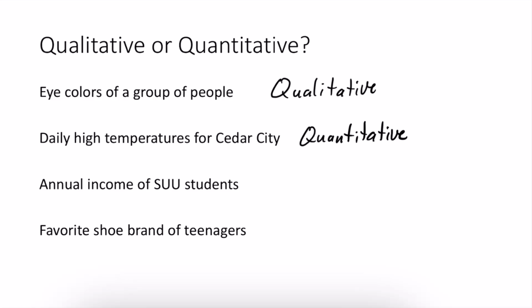Same thing with the annual income of SUU students. This would be quantitative because I'm looking at a number that describes how much money each one of the students makes. But if I was looking at the favorite shoe brand of teenagers, this would be qualitative, because when I ask everybody what their favorite shoe brand is, they're going to give me different answers that I can use to categorize them based on their favorite shoe brand. So this is the difference between qualitative versus quantitative data. If you have any questions, let me know.